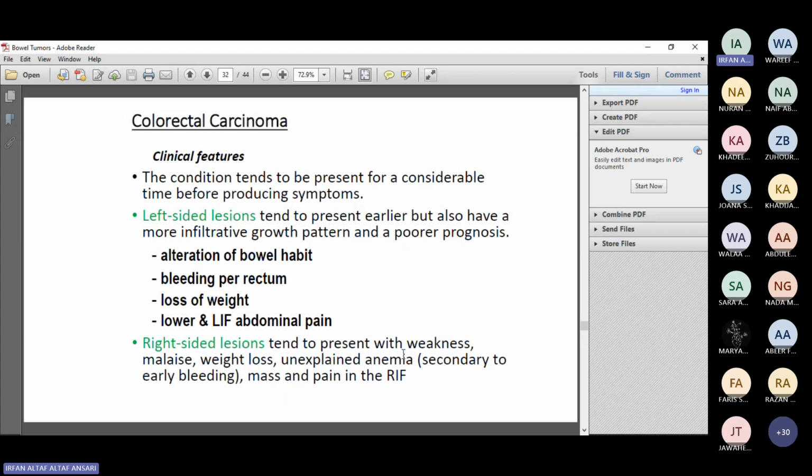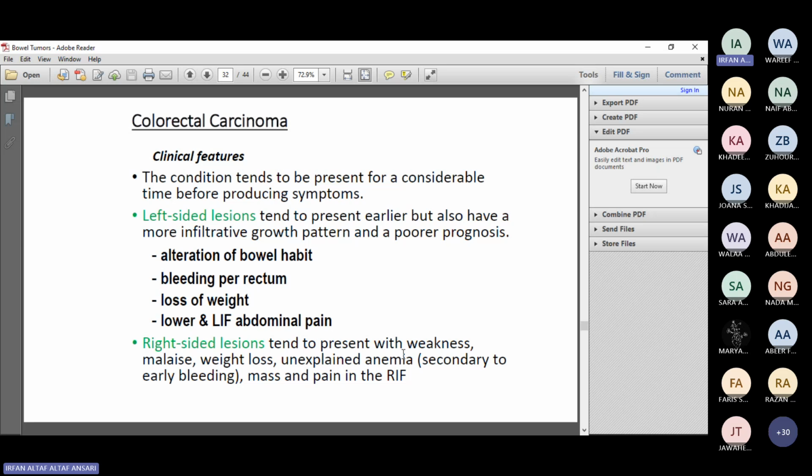Clinical features of colorectal carcinoma: like any cancer, it remains asymptomatic for a long period of time and then presents as full-blown malignancy. Left-sided lesions tend to present earlier, because of the obstruction. But left-sided lesions are infiltrative, because by the time they cause obstruction they have already infiltrated deep. So patients have alteration in bowel habit, constipation, bleeding per rectum, loss of weight, and lower left iliac fossa abdominal pain.